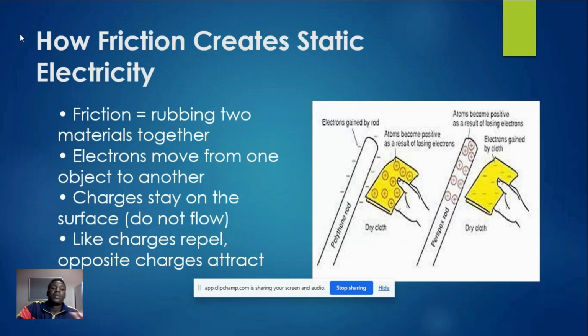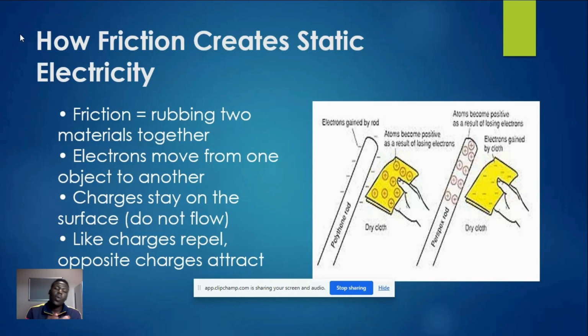Then how friction creates static electricity. Friction is the rubbing of two materials together. When you are rubbing these two materials together, electrons move from one object to the other. The charges stay on the surface and do not flow. As I said on the previous slide, like charges repel each other while opposite charges attract each other.